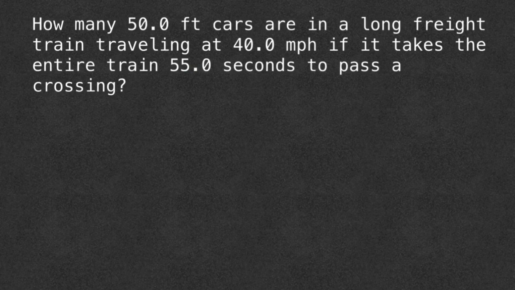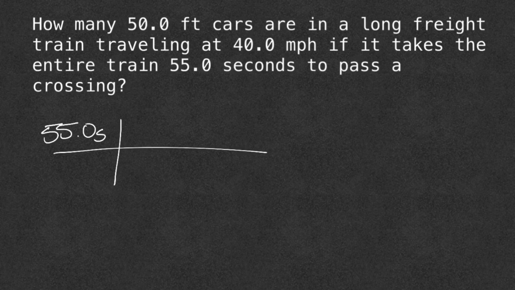I'm going to start with 55 seconds as my given. So I'm going to write my given, set my cross up, bring seconds down. Now, if we look at the rest of this, we can make conversion factors. 50 feet, it says that's what 1 car equals.